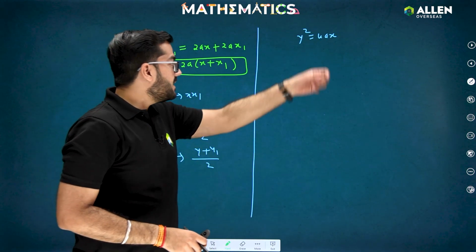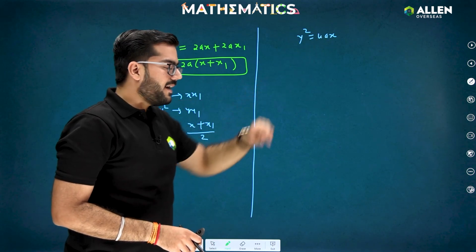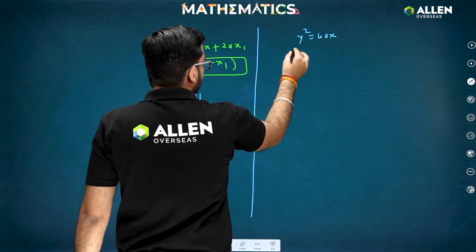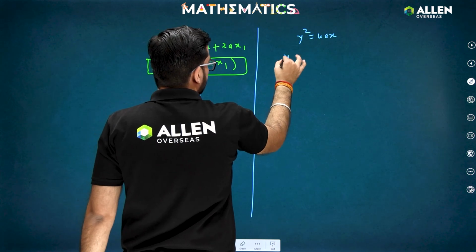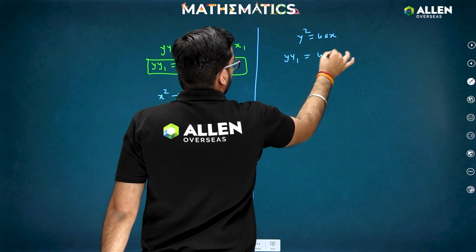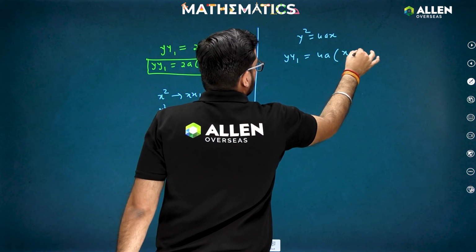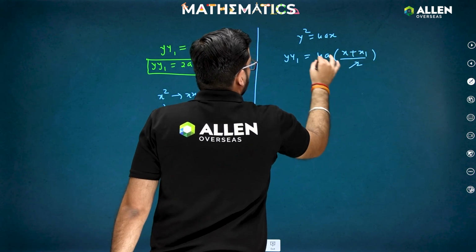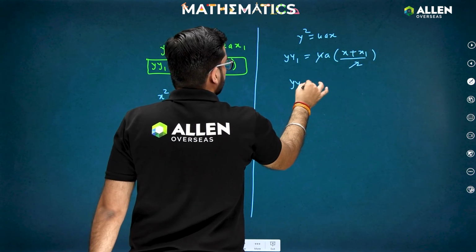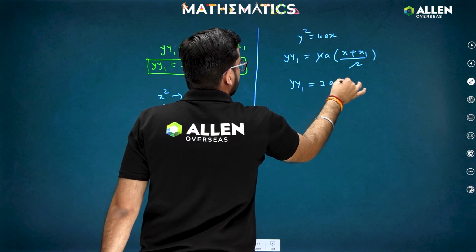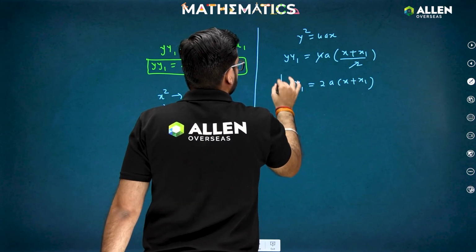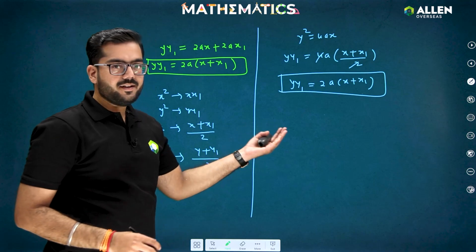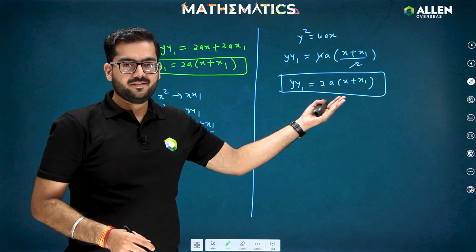So the equation of tangent for this parabola, you can easily write, that is y square you can replace with y into y1 is equal to 4a. X you can replace with x plus x1 upon 2. Then you will get what? Twice. So y into y1 is equal to 2a into x plus x1. That's it. Basic, easy, short.